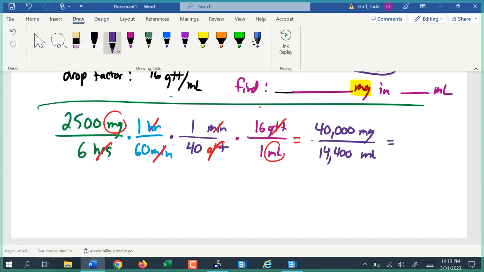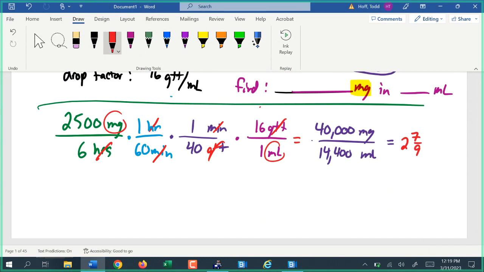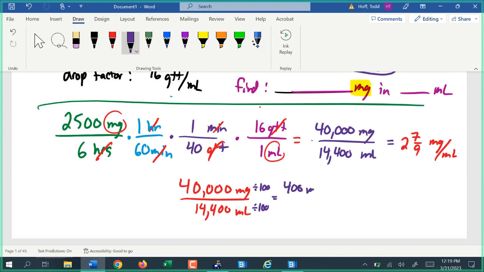2.7777. If you happen to recognize that 2.7 repeating is 2 7/9, that's great. We can use that. Otherwise, we could just go about it as reducing an improper fraction. This is 40,000. We'll keep the milligrams on top, 14,400 milliliters on bottom. Both of them end with 2 zeros, so we can divide by 100, giving us 400 milligrams over 144 milliliters.